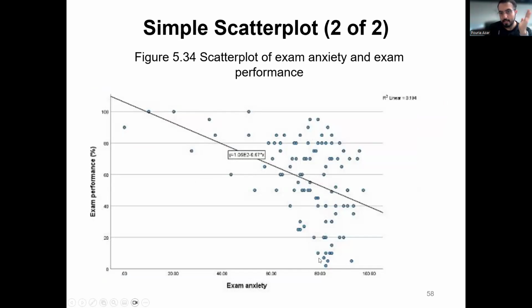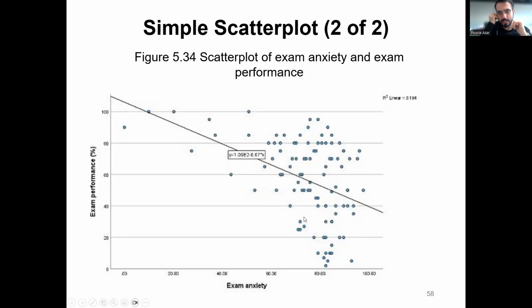On the y-axis is my outcome variable, my dependent variable, exam performance in percentage. On the x-axis, I have exam anxiety, my independent variable. Each dot represents each data point, scores, observations. Each one corresponds to cells in the SPSS data file. And I have a line here. This line shows the line of best fit model, and we will talk about that later.